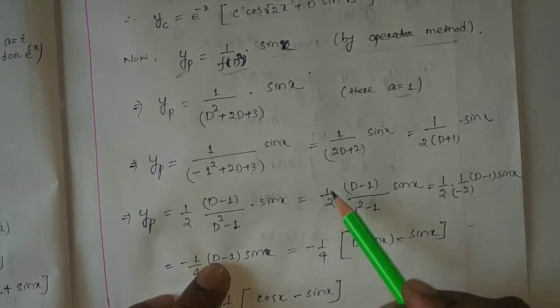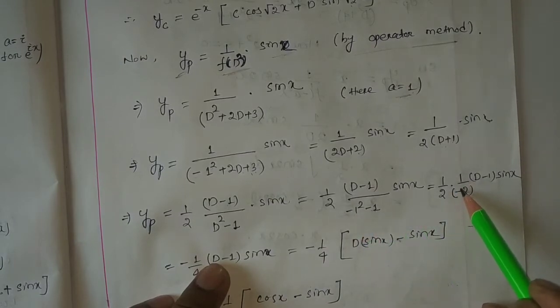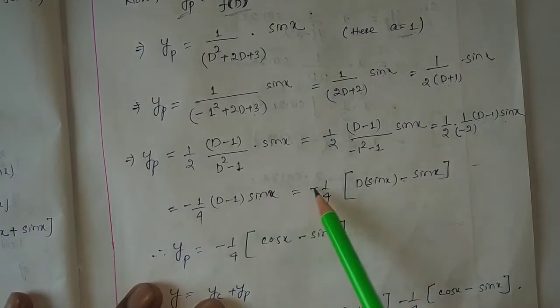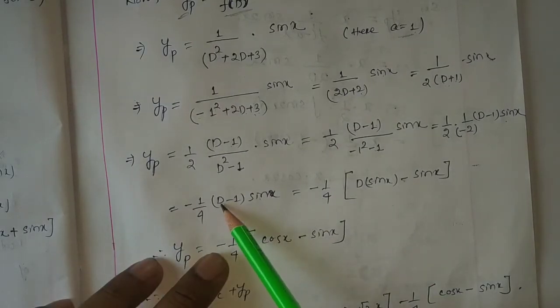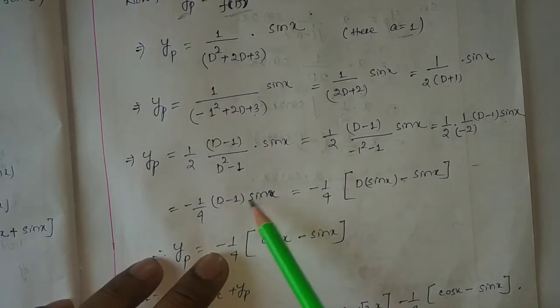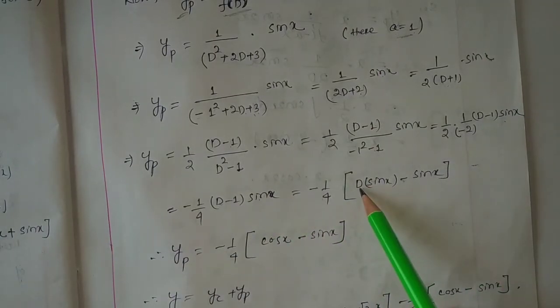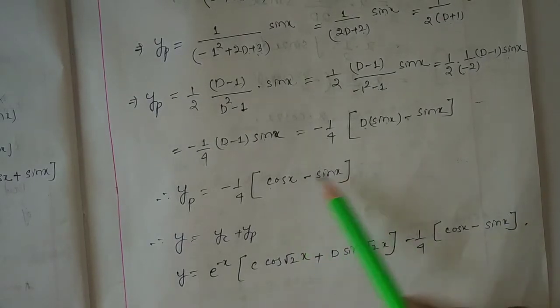So here 1 by 2, this will be minus 1 minus 1, minus 2. So minus 1 by minus 2, (D minus 1) into sin x. So this will be minus 1 by 4 (D minus 1) sin x, which is minus 1 by 4 times... D means d by dx, the first derivative. So D is operated on the sin x and 1 is operated on the sin x. D operated means the first derivative of sin x, which is nothing but cos x, and then minus sin x. So this is your yp.